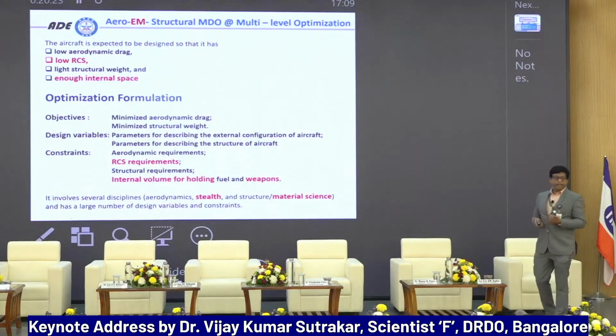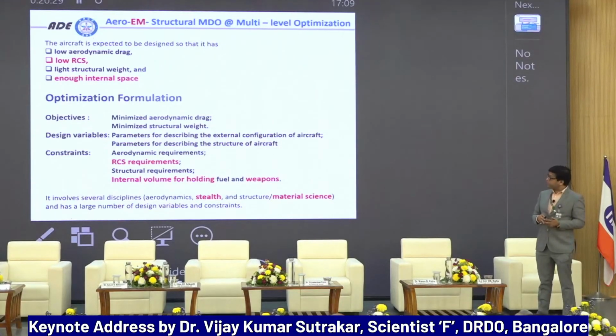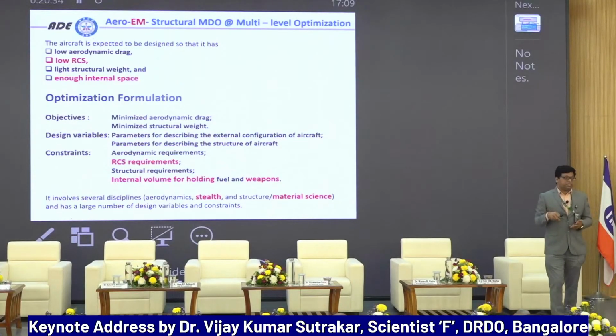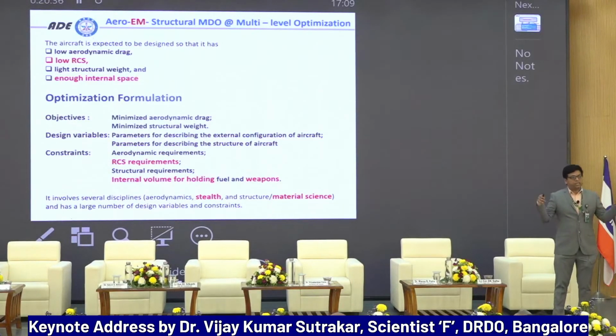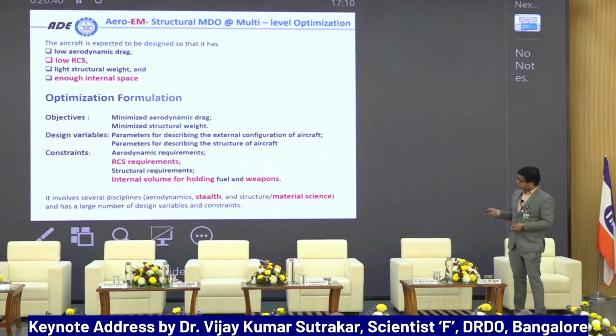But when you are talking about the same problem, I am adding the electromagnetic discipline into the loop. Initially I had drag and weight issues. Now I am talking about an additional term, low signature. I want the aircraft to be low signature, and the internal space you were initially asking for, now we are asking for more, because I have to carry the weapon inside also. So in my optimization problem, RCS has come into the picture as a constraint, along with the internal volume for holding both the fuel and the weapon.